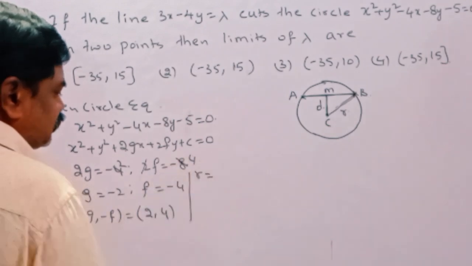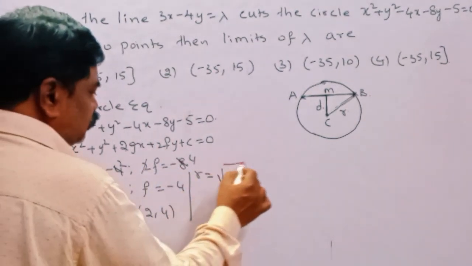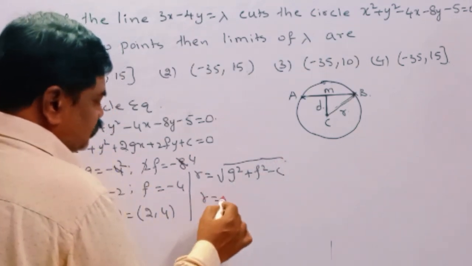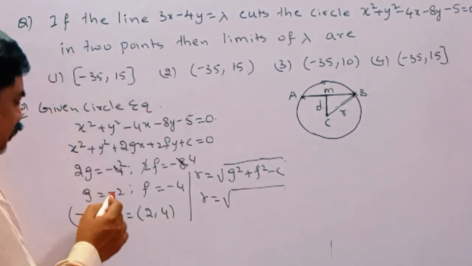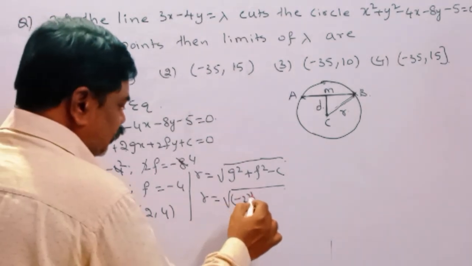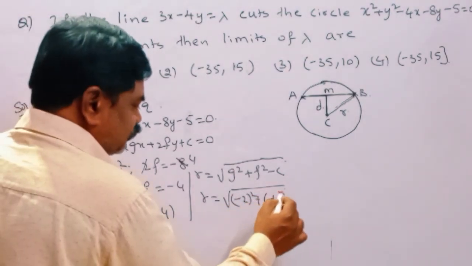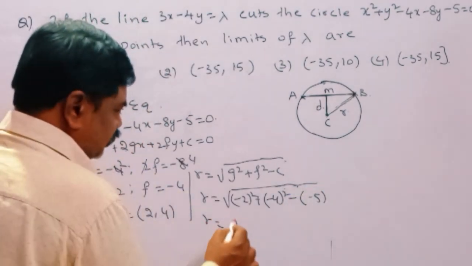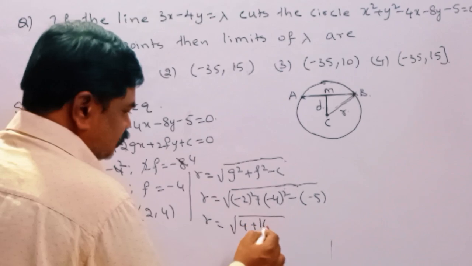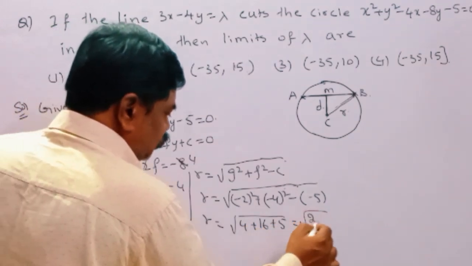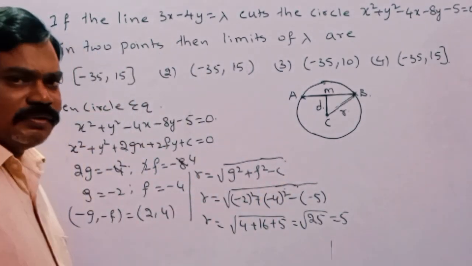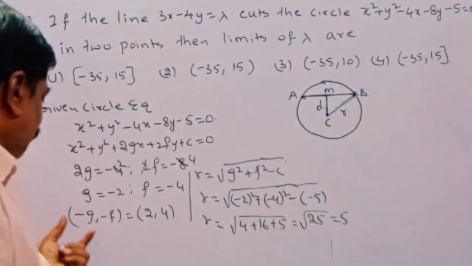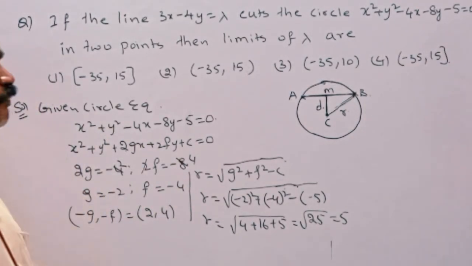And the radius r is equal to what? R is equal to root over g square plus f square minus c. So r is equal to root over minus 2 whole square plus minus 4 whole square minus of minus 5. This is r is equal to root over 4 plus 16 plus 5, root 25 is equal to 5. Radius of the circle is 5 and center of the circle is 2 comma 4.